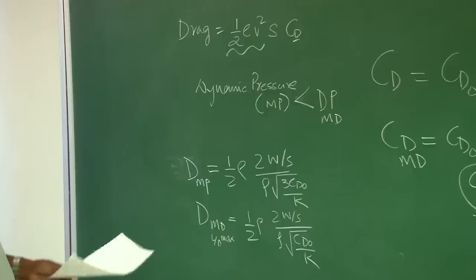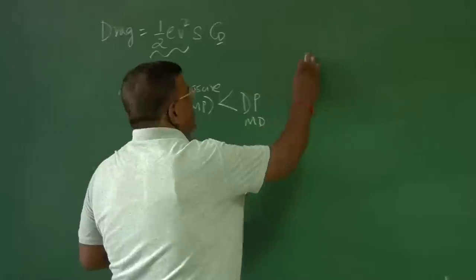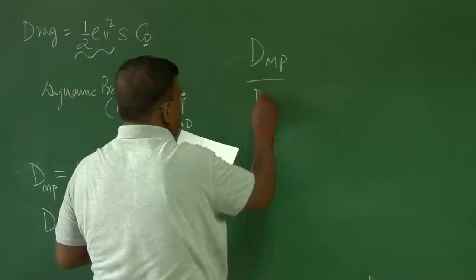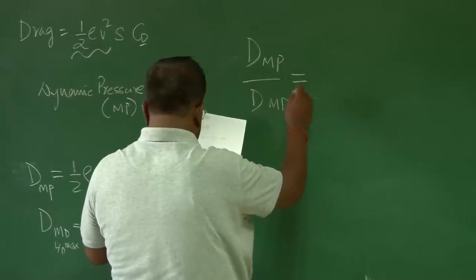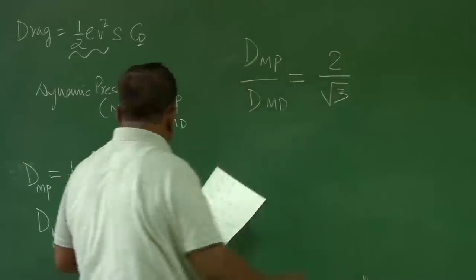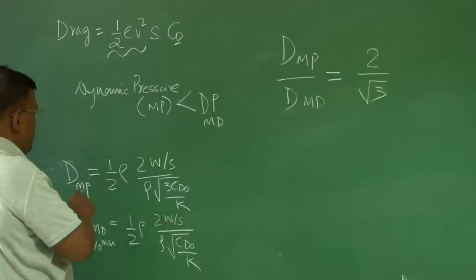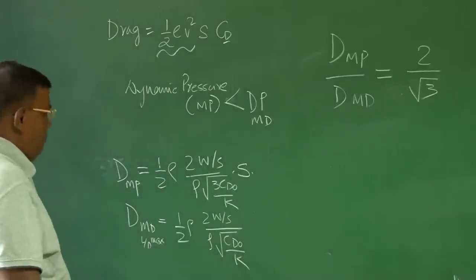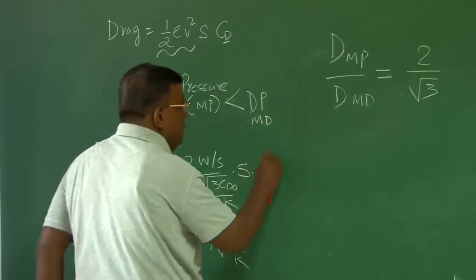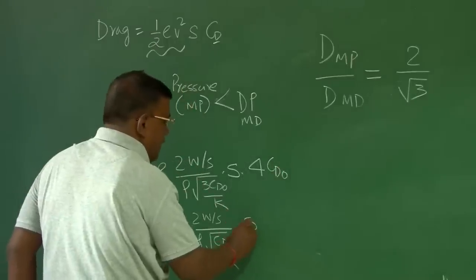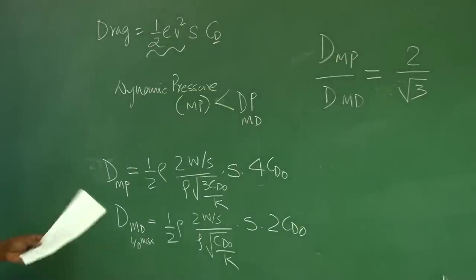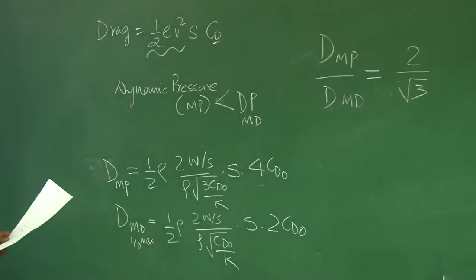So if I ask a question, in which case drag will be more? Let us find out. If we take the ratio between these two, I can write D minimum power by D minimum drag. This will be equal to 2 by root 3. Do you see how it is happening? I missed some point here. So drag at minimum power will be half rho V square into S into CD. How much was CD for minimum power? For minimum power, CD was 4 CD naught. We have shown that. Similarly here, I missed S into 2 CD naught, right? Because we have seen CD for minimum power is 4 CD naught and CD for minimum drag is 2 CD naught, which we have just shown.